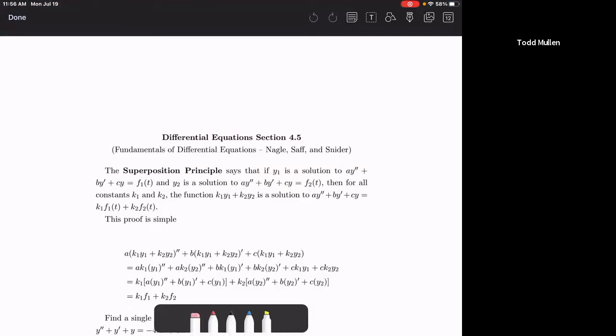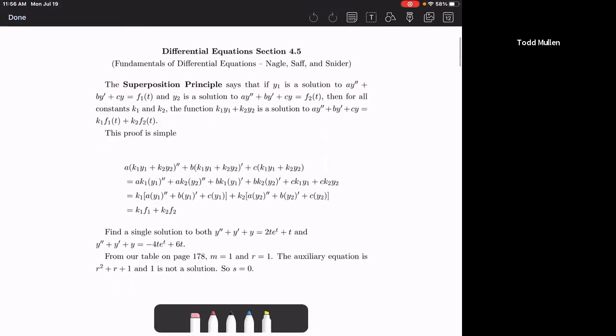This is section 4.5. We're going to be learning the superposition principle. So we're going to jump right into it here.